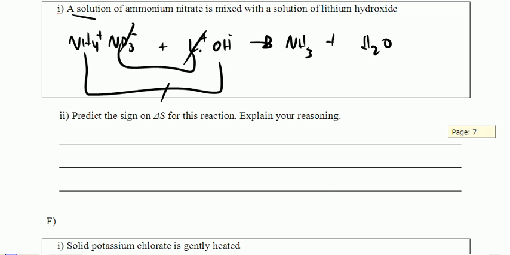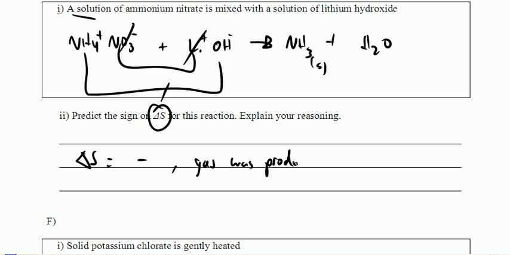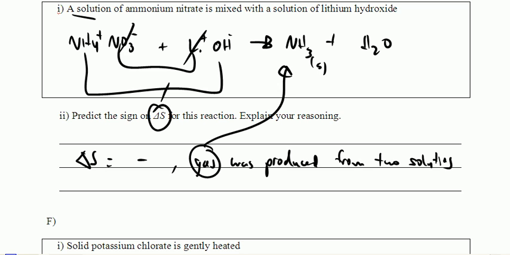There it is. Predict the sign on delta S. Okay, so if delta S is negative, it gets messier. If it's positive, it gets cleaner. So delta S equals negative because gas was produced from two solutions, and the gas that was produced was ammonia gas.